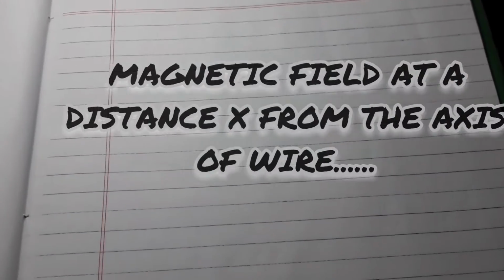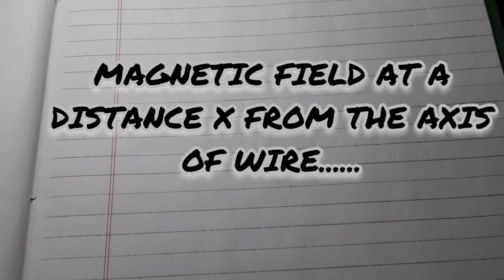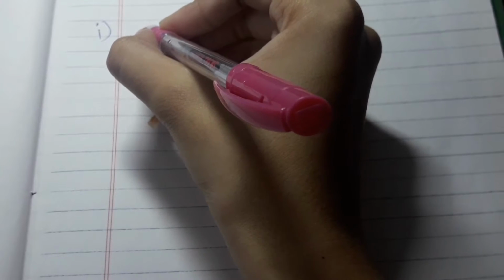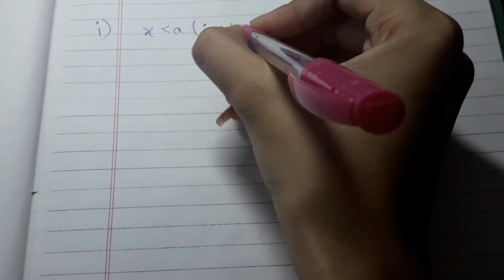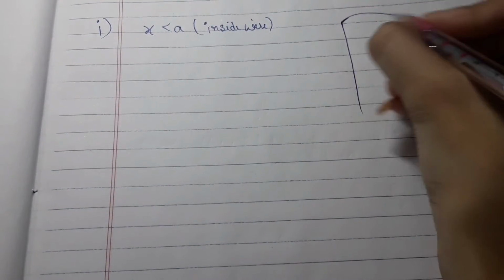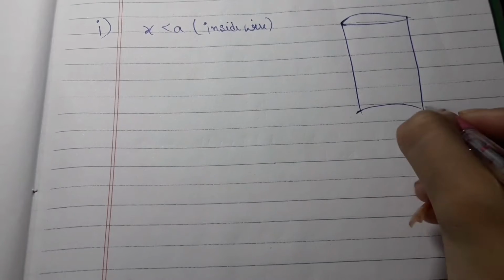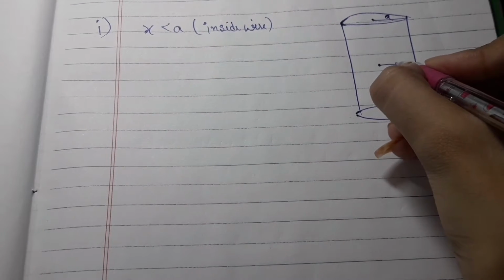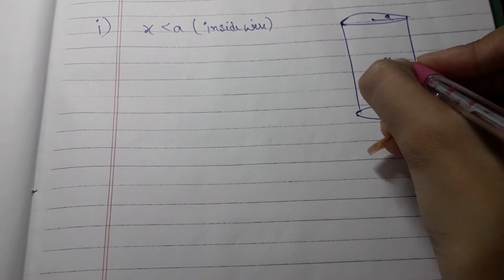Okay, so today I am explaining the magnetic field at a distance x from the axis of a wire. First of all, we will take case 1, in which x is smaller than a, meaning inside the wire. This is a cylindrical wire of radius a, and consider a point P at a distance x inside the wire only.